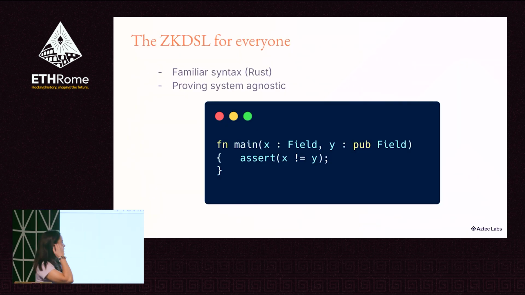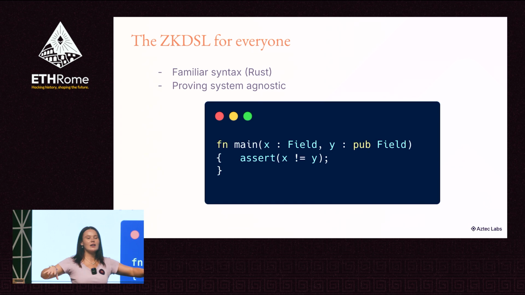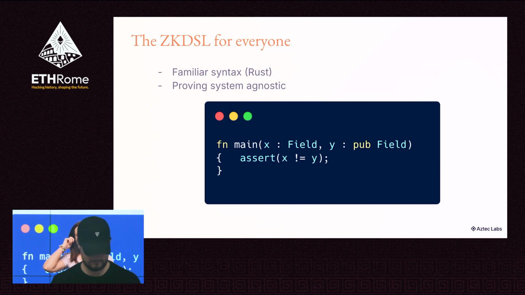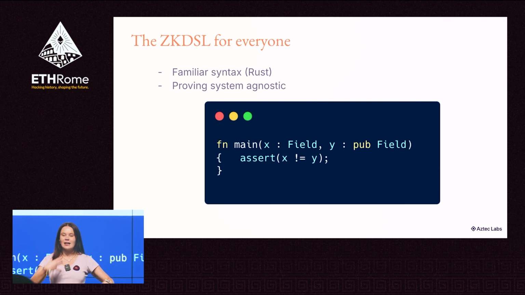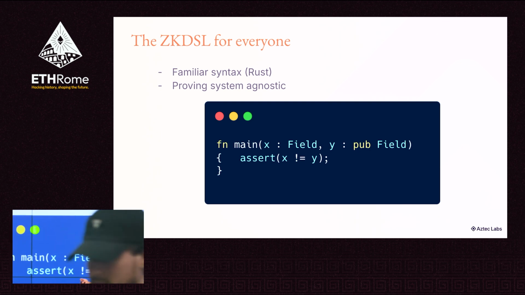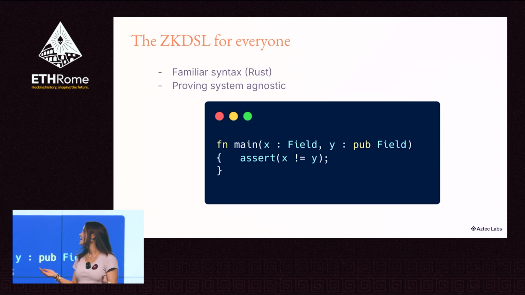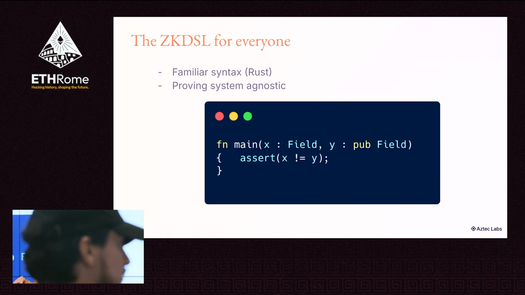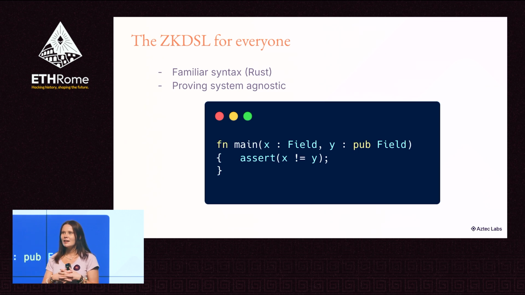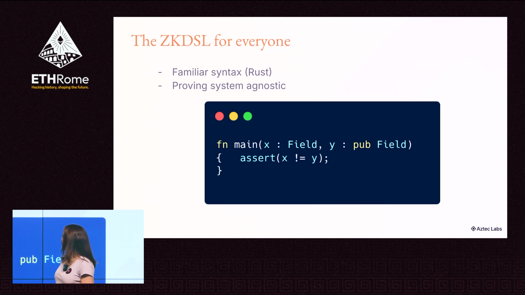Noir looks like this. If you've ever used Rust, it looks exactly like Rust. The syntax is pretty much copied and pasted from Rust. There are a few different things you have to be aware of so you get that intuition for ZK, but it looks exactly like Rust. The whole point of it is that you're writing code, not circuits. You don't have to think too hard about ZK like you would with Circom.